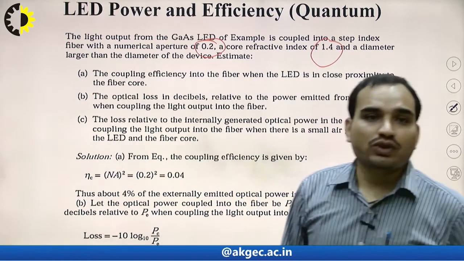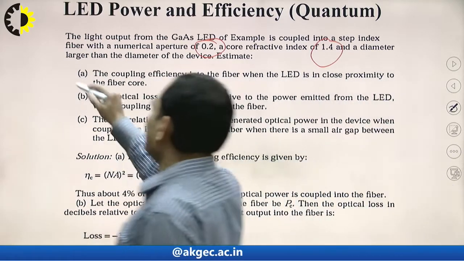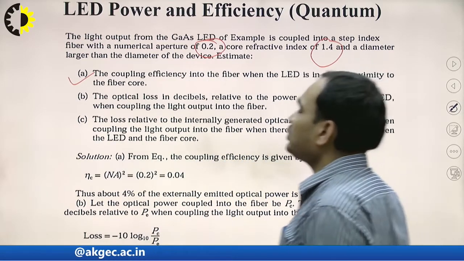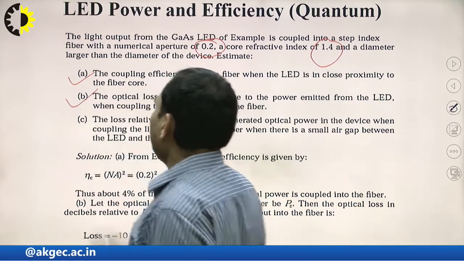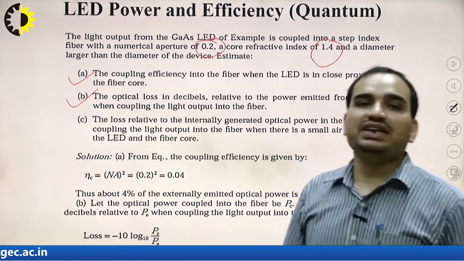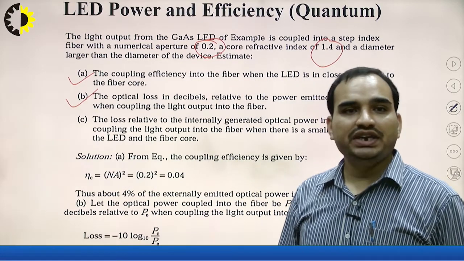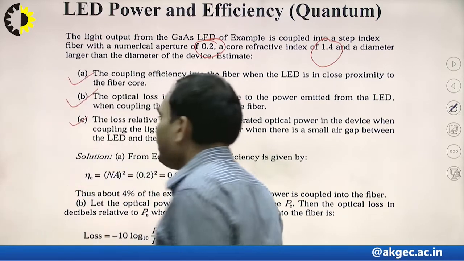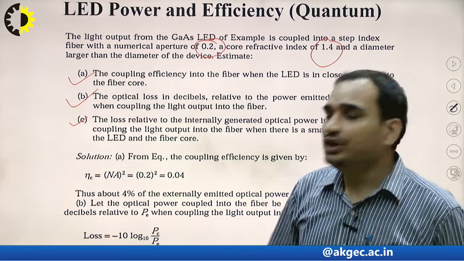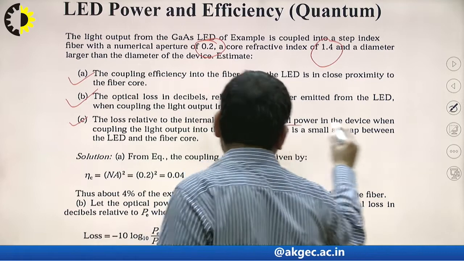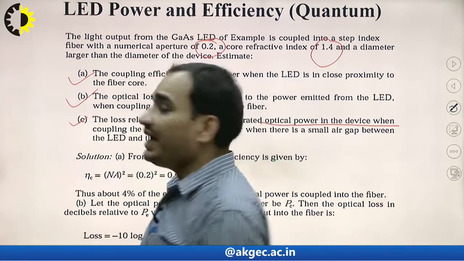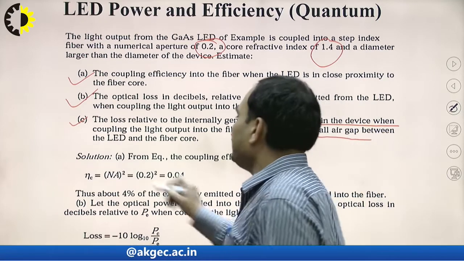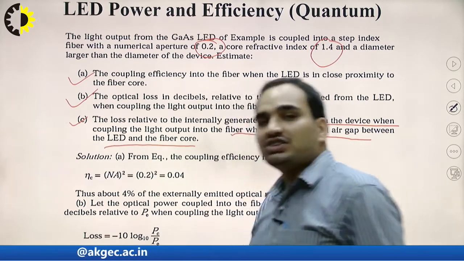We have three parts to solve. First, the coupling efficiency into the fiber when the LED is in close proximity to the fiber. Second, the optical loss in decibels relative to the power coupled from the LED when coupling the light output into the fiber. And the third part is the loss relative to the internally generated optical power in the device when coupling the light output into the fiber when there is a small gap between the LED and the fiber core. So, the solution.